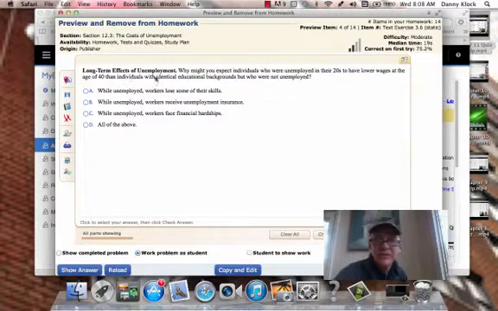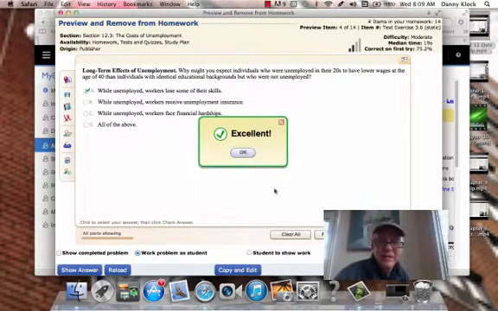Next, long-term effects of unemployment. So, if you're unemployed for a long time in your 20s, and then you're back in your 40s, this is my problem, right? I've been working in my field for a long time, so I could get a job, but it'd be a little hard. So basically, this is when unemployed workers lose some of their skills, right? I used to be a data person. I'm still pretty good with data, but my skills aren't as good as they used to be. I'd have to go back to school myself to learn some new programs. Let me check my answer. Yeah, I'm excellent.